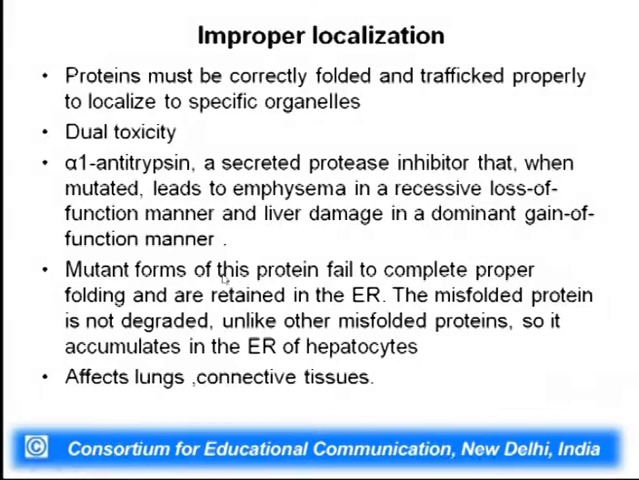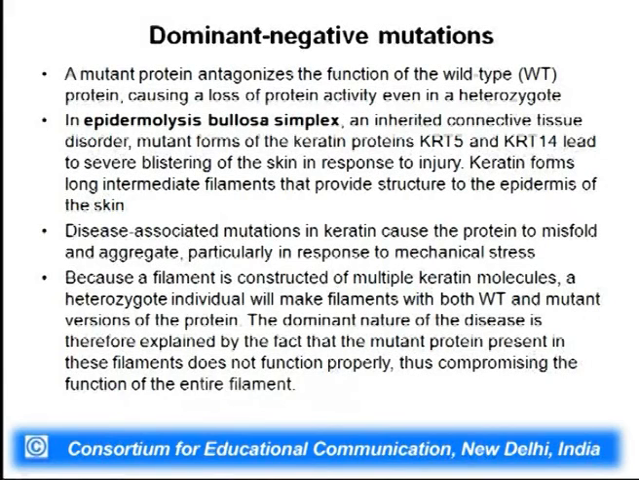In this, the antitrypsin mutant fails to fold properly, and it is only retained in the ER, and this misfolded protein is not degraded. So, there is accumulation of the mutant in the liver cells.